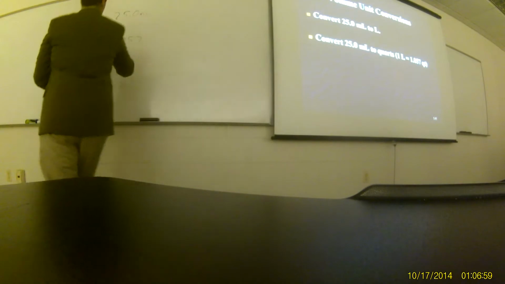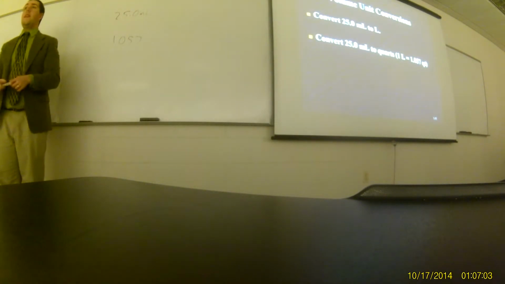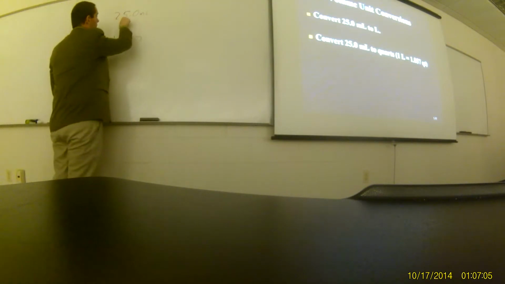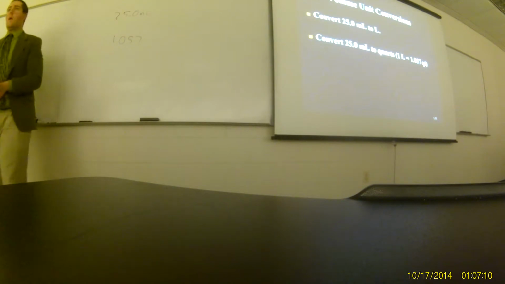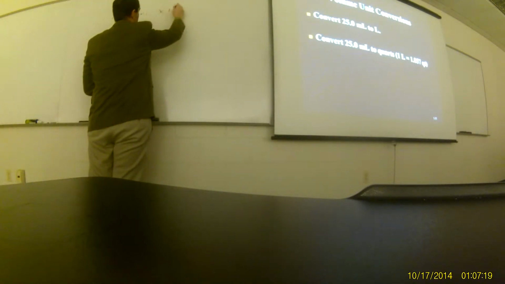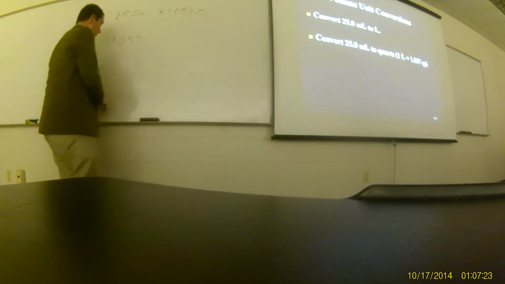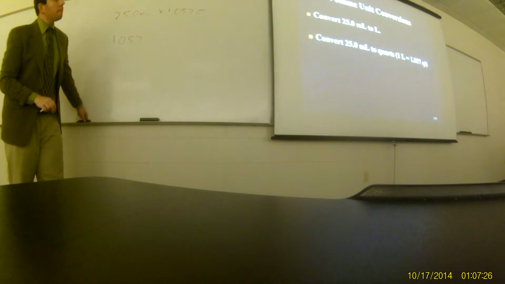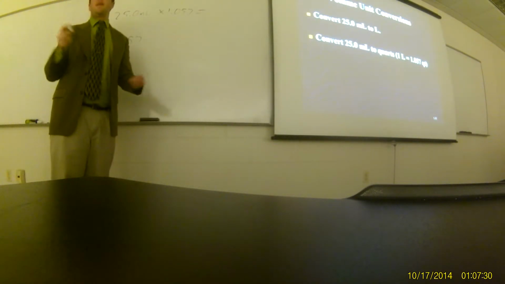So we have two numbers, 25 and 1.057. We need to either multiply 25 by that number or divide it by that number. Which one is going to make our number get larger? Multiply. We take 25 times 1.057. Wouldn't you convert it to liters first though? Yes. Thank you. I got to read my own questions.